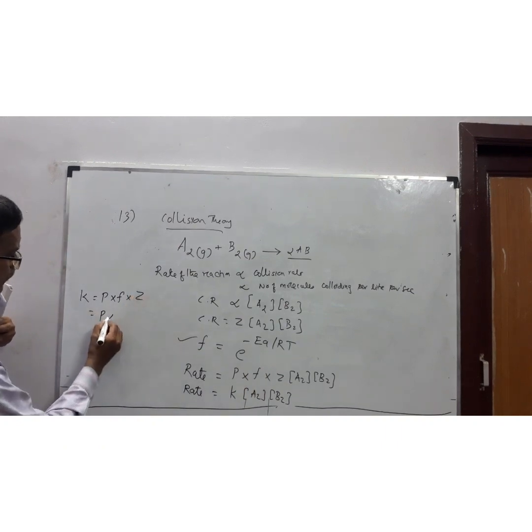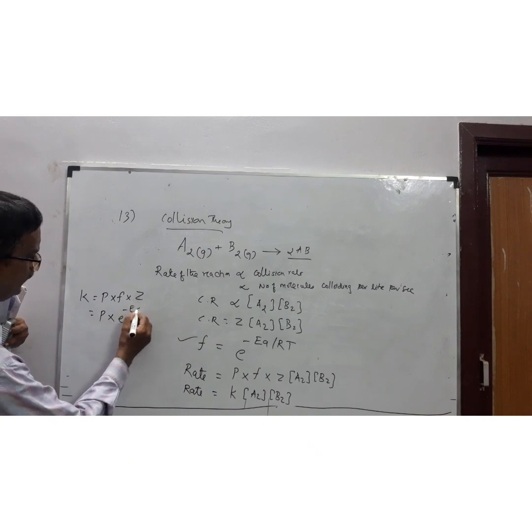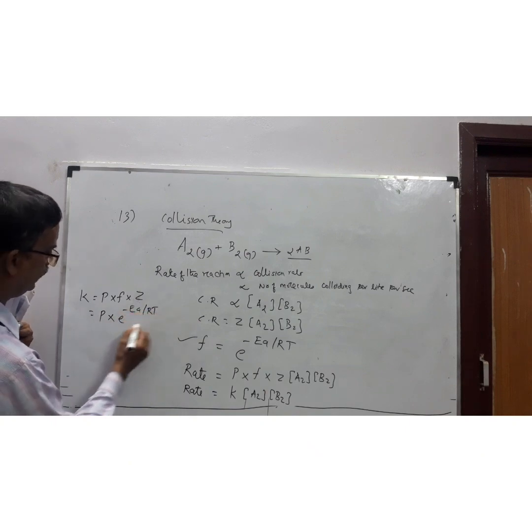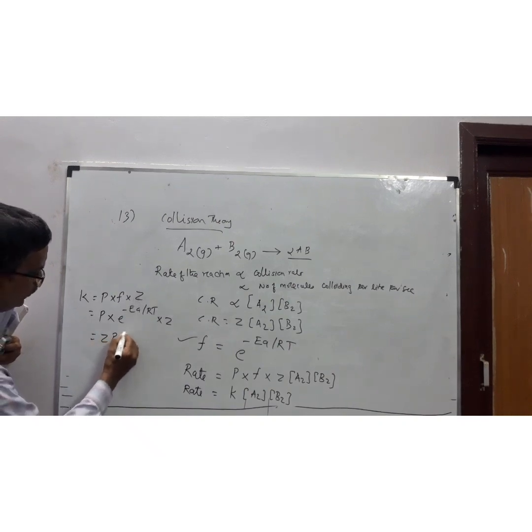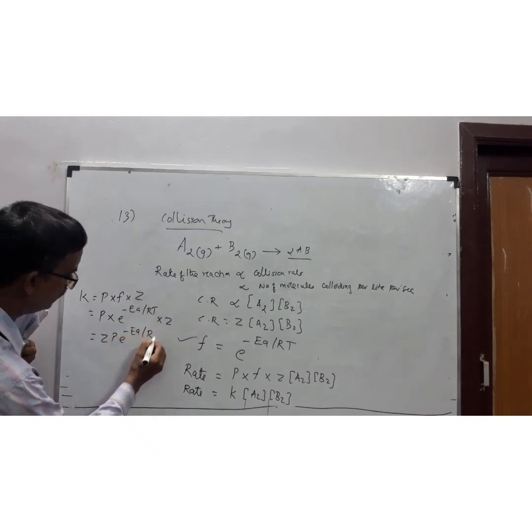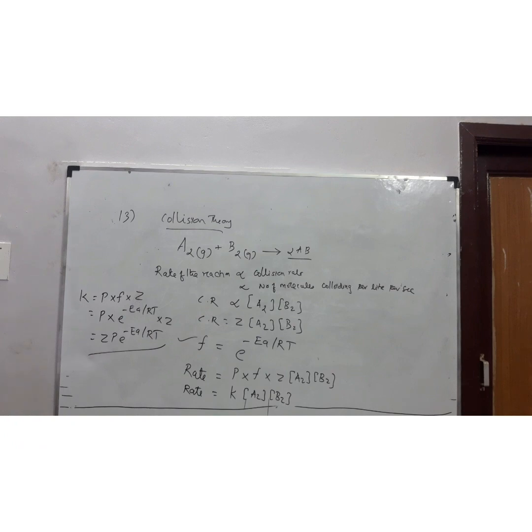We know F is what? e to the power of minus Ea by RT. Okay. That is k equals Z P e to the power of minus Ea by RT. Compare பண்ணா we get this answer. Next, wait a minute. Okay. Next question.